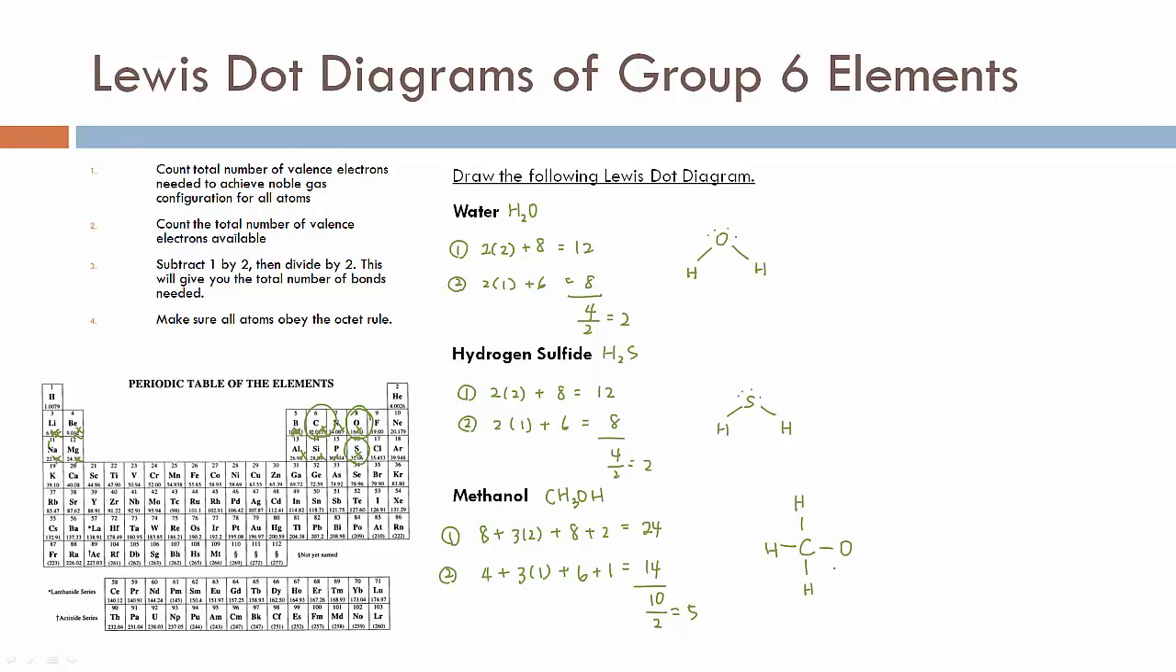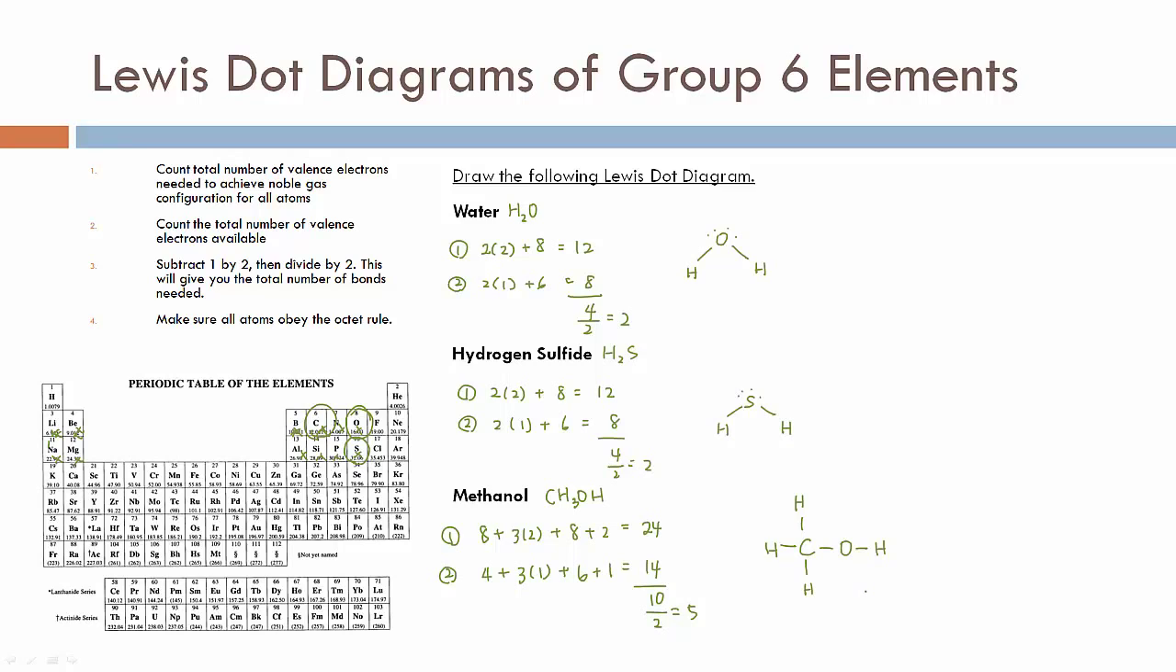Now for the 5th bond, we can't connect it to the carbon anymore because the carbon already has 8 electrons around it, right? Because it has 4 bonds. So each bond contains 2 electrons, so it's 1, 2, 3, 4, 5, 6, 7, 8 electrons. So carbon has filled its valence shell. You can't give it any more electrons. So the only way to add that last bond is add it to that oxygen species. So we'll add that bond and that hydrogen connected to it.